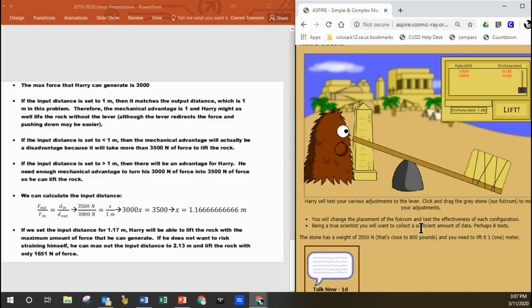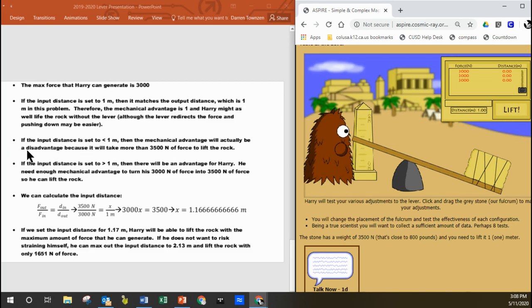So Harry might as well lift the rock without the lever. So the only thing that's changing here is Harry's able to redirect the force. So he's pushing down on this end and making the rock go up on that end. And that could help, but he doesn't really have a mechanical advantage. So if we let Harry try it right here, we know it's not going to work because he can only generate 3,000 newtons of force. The rock weighs 3,500 newtons, and his machine is not giving him any mechanical advantage because the mechanical advantage is 1.